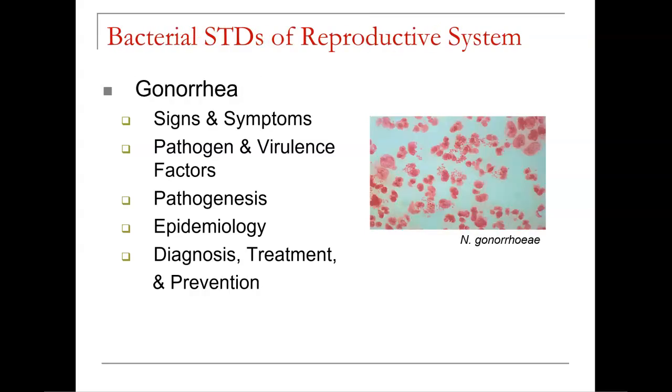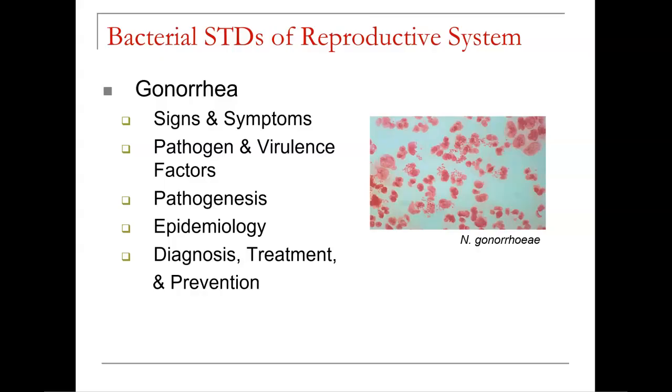Next, this is going to be bacterial STDs. First here is going to be gonorrhea. In men, it gives painful urination and purulent discharge. In women, it's often asymptomatic. Could cause pelvic inflammatory disease eventually. The pathogen is going to be what's referred to as Neisseria gonorrhoeae. The virulence factors are the fimbriae, capsule, and endotoxins.